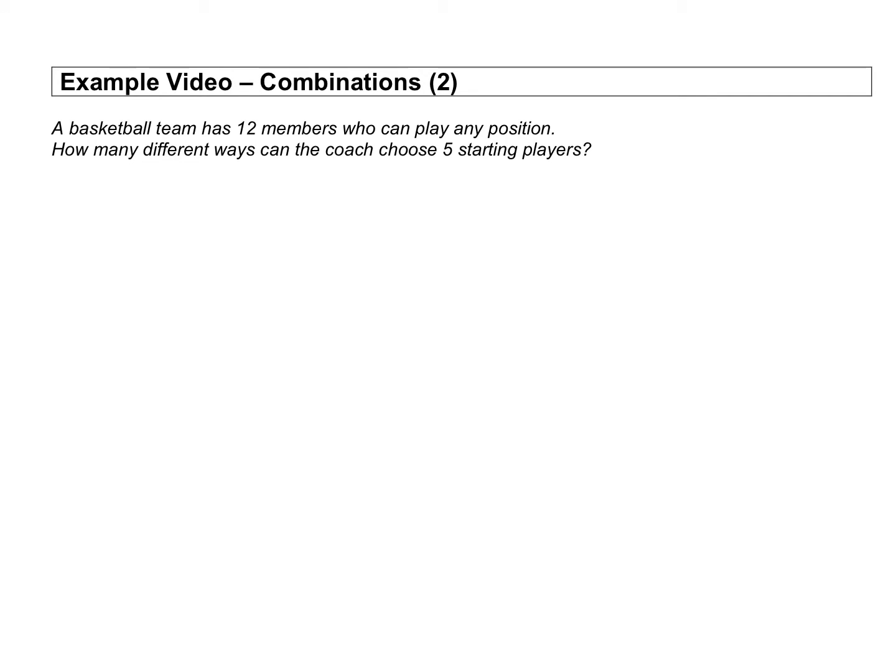All right, you guys, we made it to our last video. Combinations again. Let's look at our example. A basketball team has 12 members who can play any position. How many different ways can the coach choose 5 starting players?